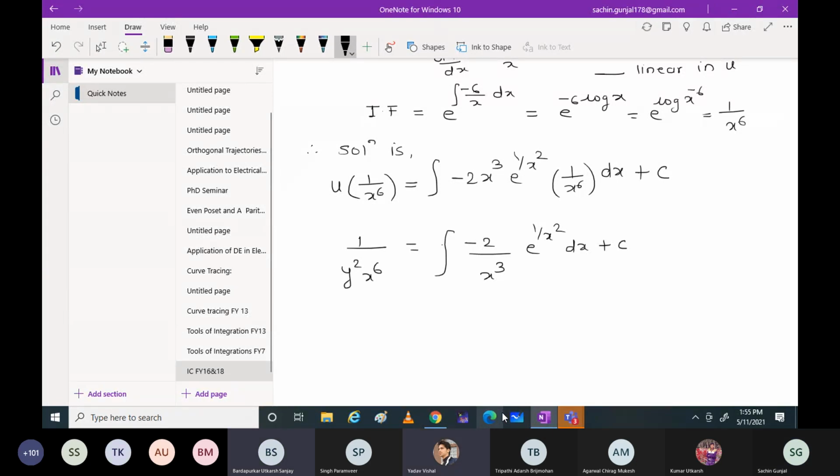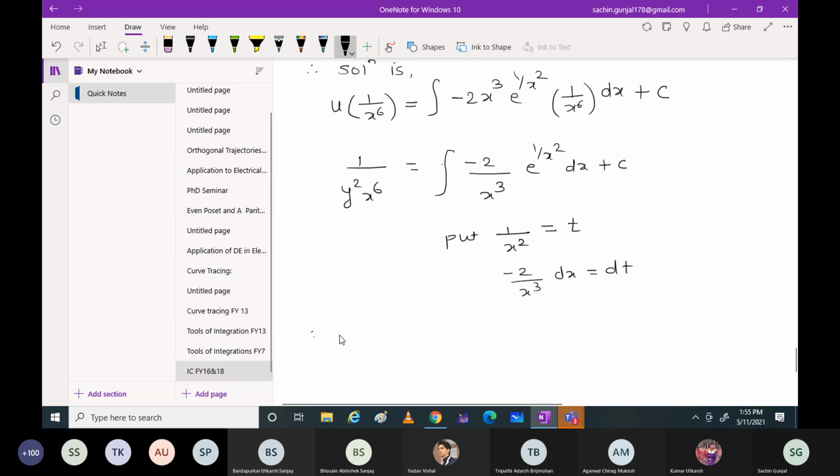Sir, f dash x by f x ka form hai, sir. F dash x by f x dx wala integration. So you mean put e raised to 1 by x square ka differentiation kiya to inme se kuch term aa sakte. So you mean put 1 by x square equal to say t. So what is this differentiation? Minus 2 by x cube. Minus 2 by x cube dx will become dt. Okay.